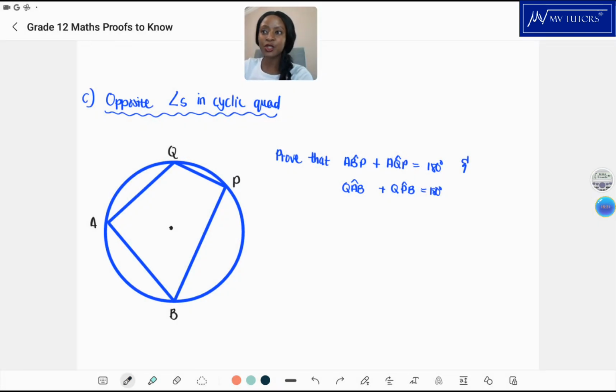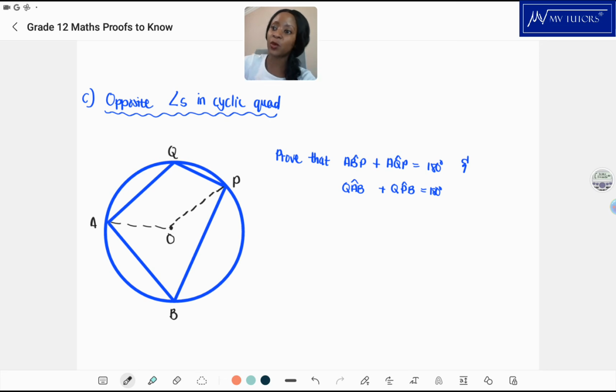Thirdly, we're going to show that opposite angles in a cyclic quad are supplementary, or that for opposite angles in a cyclic quad, the sum is equal to 180 degrees. So what we're going to do is construct, so we have a center there. It always helps to have a center. And we're going to construct OP over there and also OA.